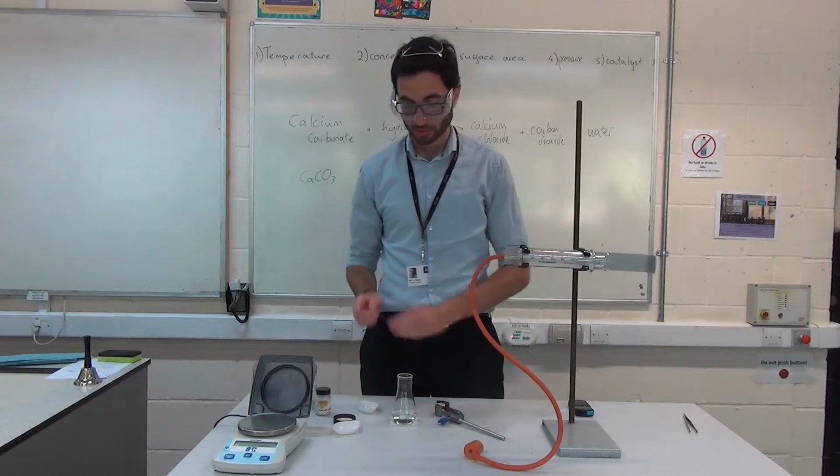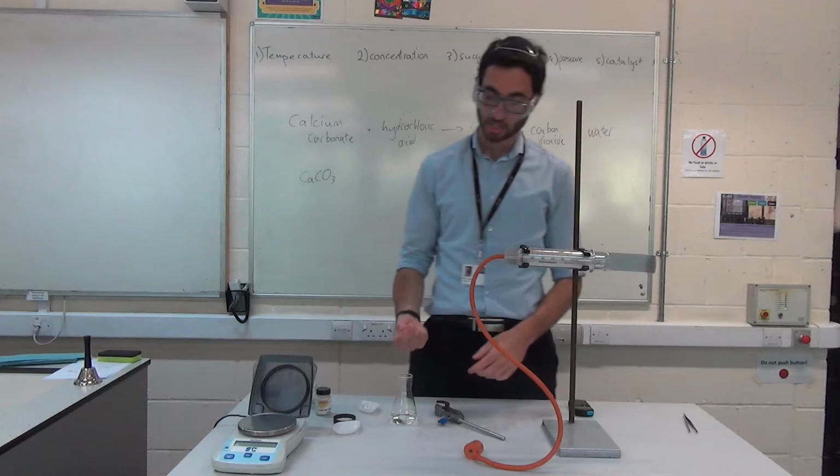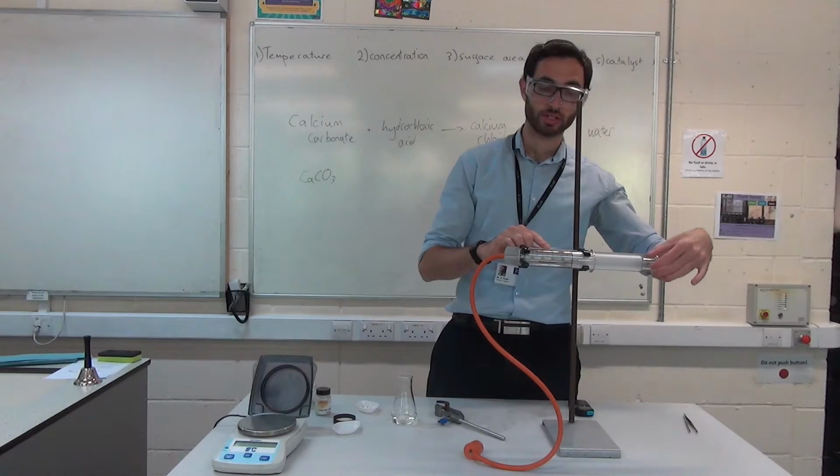So I'm going to do exactly the same thing. I'm going to add one to the other, put the bung on. As soon as the bung goes on, the gas is going to be produced, it's going to go through the tube, it's going to go into the measuring cylinder, it's going to push it out like this.